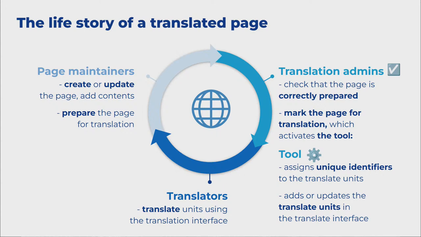And it's going to perform an action that we're calling mark for translation, which is basically going to activate the tool, and the tool is going to recognize the different translate units and is then going to assign unique identifiers to them if it's not done already, make some updates if needed, and then the page can be translated by the translators that are going to use the interface that we just saw to then add their translations. And then the page will be readable also in Welsh, French, and so on.